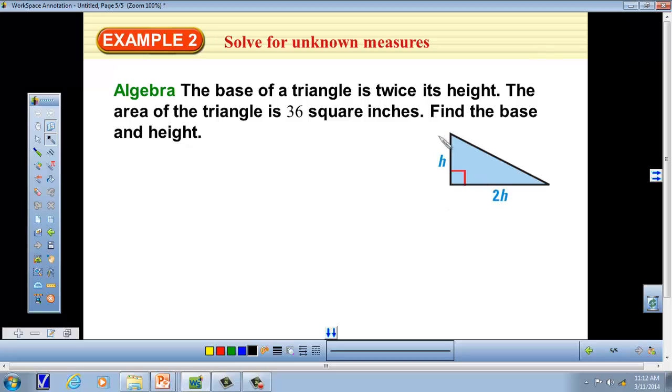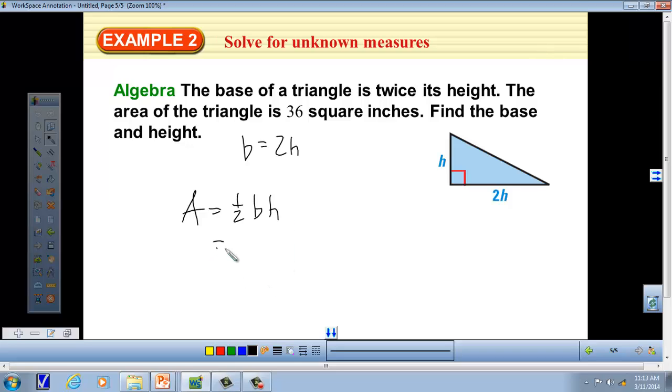Best thing for you to do is, as shown in this picture, we know that the base is equal to 2 times the height, so we're literally saying b equals 2 times the height. So if we call this h, this would be 2h. If I want to find the area of the triangle, the area is equal to 1/2 base times height, and we know our area is 36. We know that the base is 2 times h, and we know the height we're just going to call h.